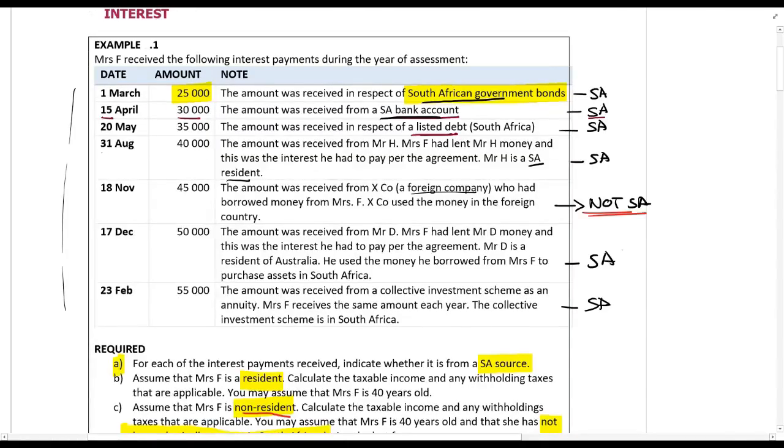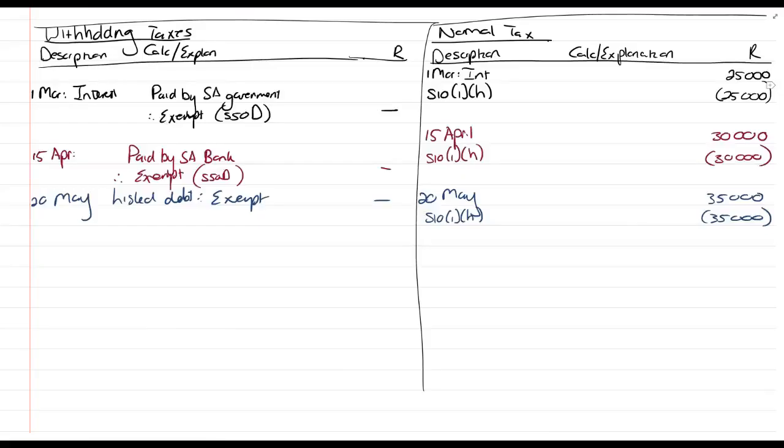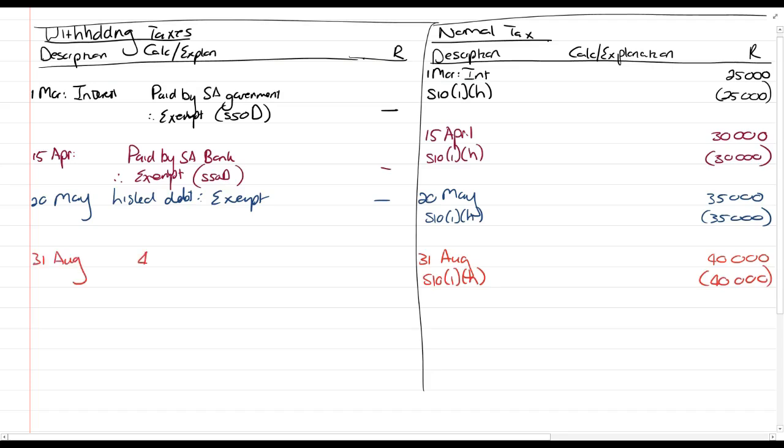Right, then 31 August, South African source, so 40,000 rands. Wasn't in South Africa more than 183 days, no permanent establishment, so Section 10(1)(h) applies. Then, under the withholding taxes, there must be withholding tax. It's not paid by a bank, the government, or a listed debt. So, we have withholding tax.